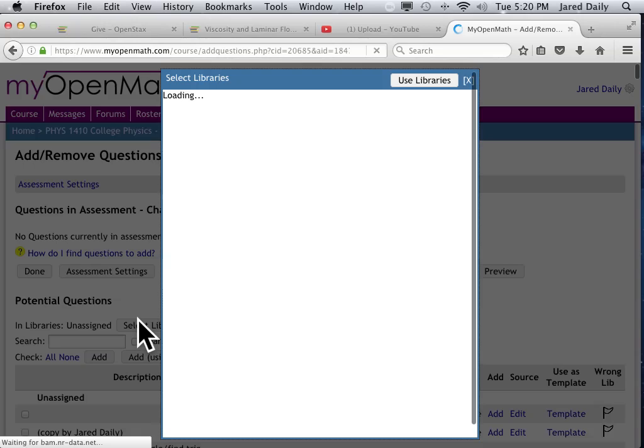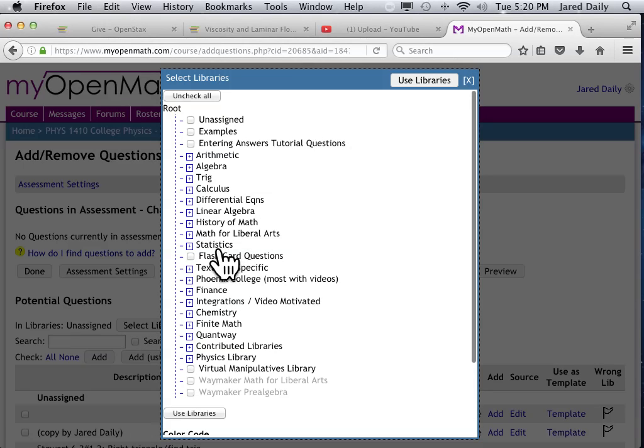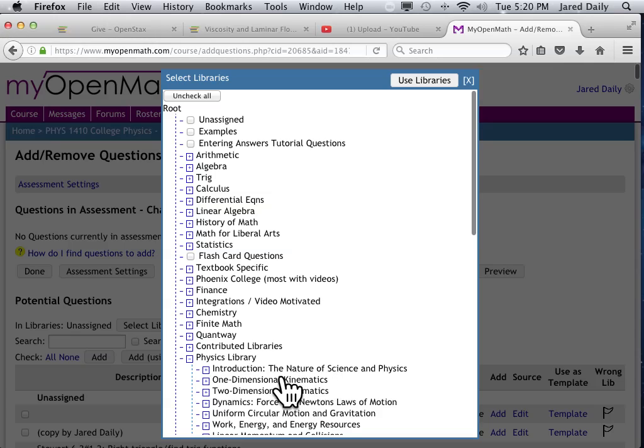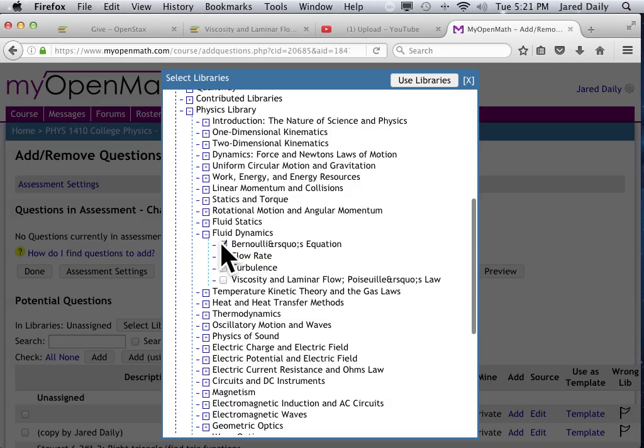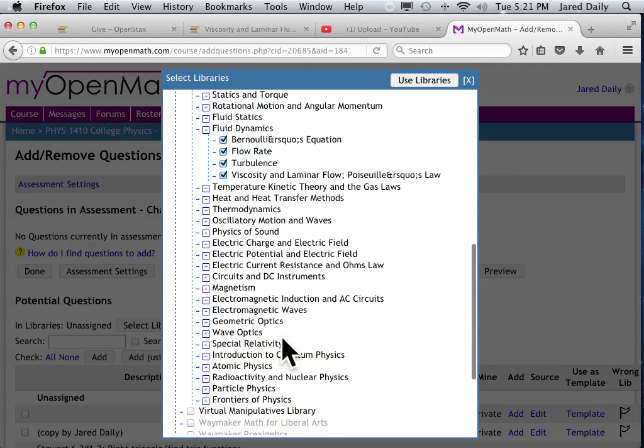All right. Fluid dynamics we're doing now. Bernoulli, flow rate, turbulence, Poisson.